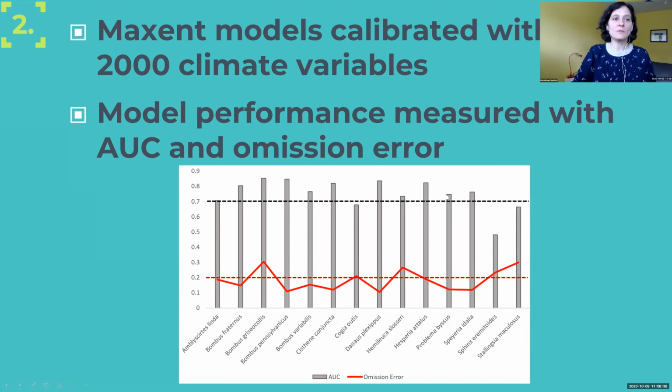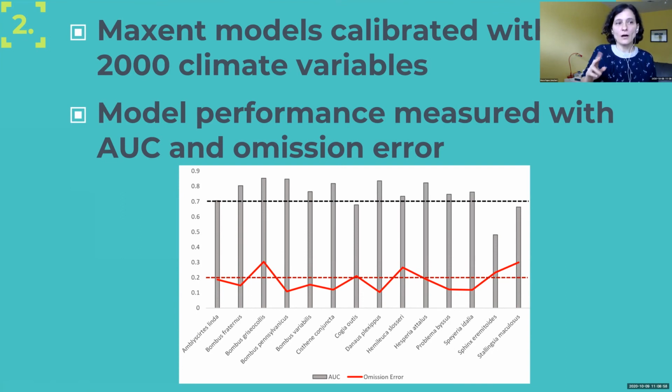So for most species, the AUC was higher than what we wanted, so that's good. And for a couple of species, it was not. And you see that the omission error was also, in this case, not what we wanted. Like I said, for omission error, we want the measured omission error to be below that red line. So most of the species performed well.